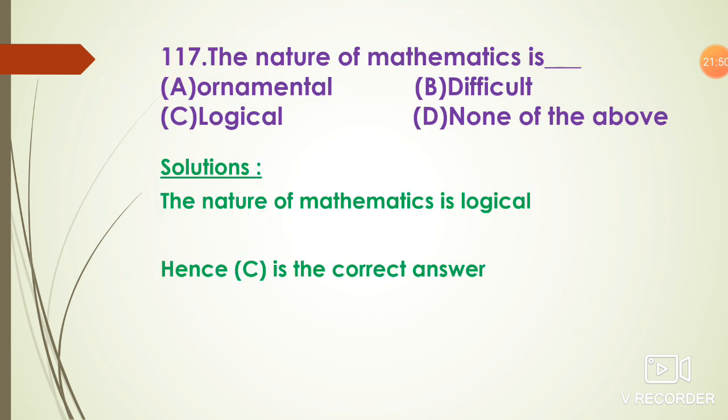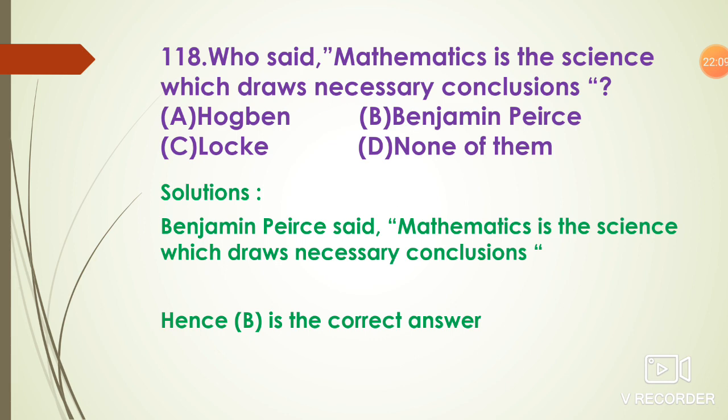Question number 117. The nature of mathematics is ornamental, difficult, logical, none of the above. So we know that the nature of mathematics is logical. Hence C is the correct answer. Question number 118. Who said that mathematics is the science which draws necessary conclusions? Hogben, Benjamin Peirce, Locke, none of them. Benjamin Peirce said mathematics is the science which draws necessary conclusions. Hence B is the correct answer.